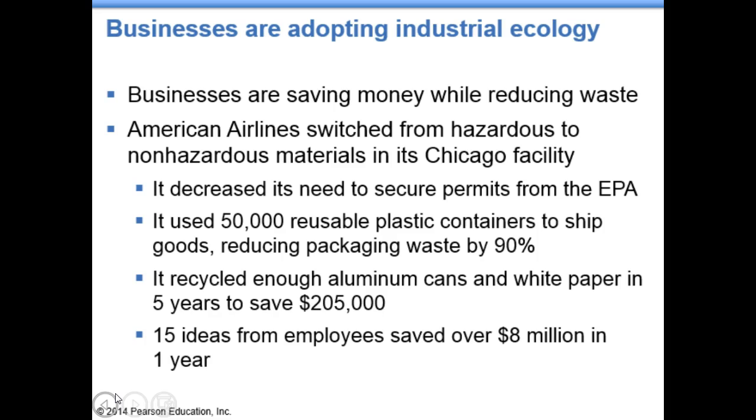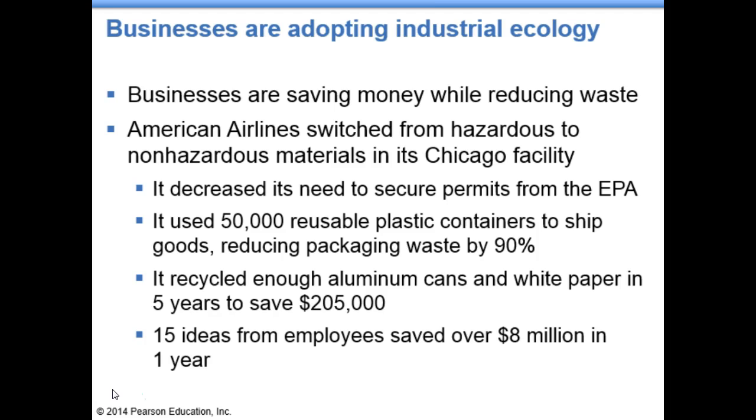Businesses are saving money while reducing wastes. That's one of the advantages. Businesses are taking advantage of insights from industrial ecology to save money on waste. American Airlines switched from hazardous to non-hazardous materials in its Chicago facility, which decreased the need to secure permits from the EPA. The company used over 50,000 reusable plastic containers to ship goods, and they reduced packaging waste by 90%.